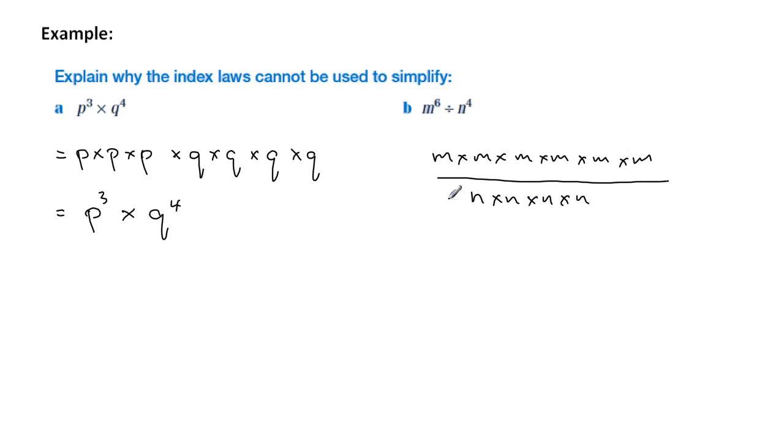So in fact, the answer just stays like that, and I guess we could write it out as m to the 6 divided by n to the 4, but we can't do any more with that. In other words, we can't use the index laws at all.